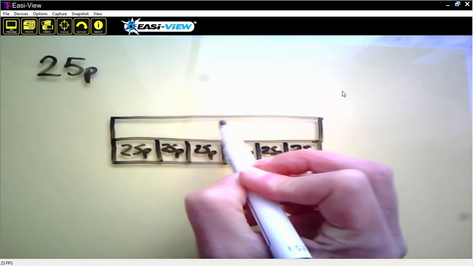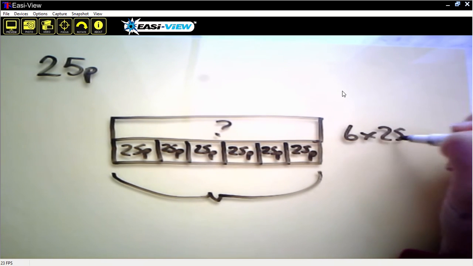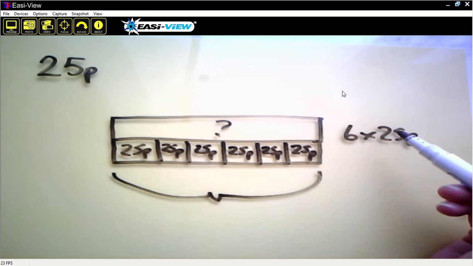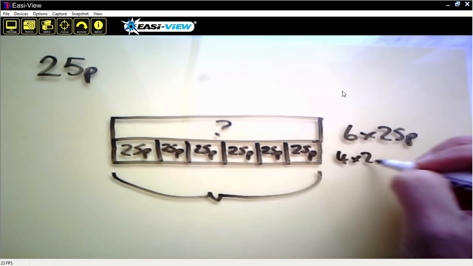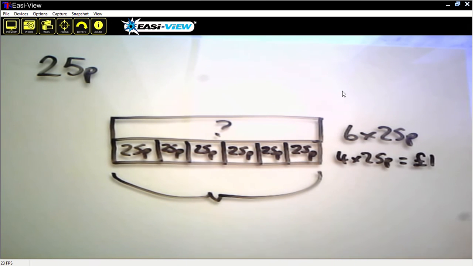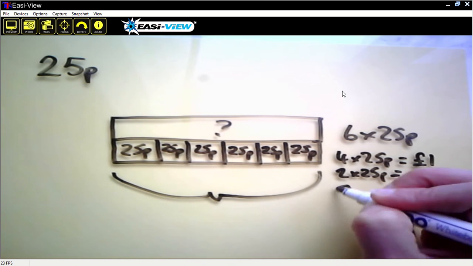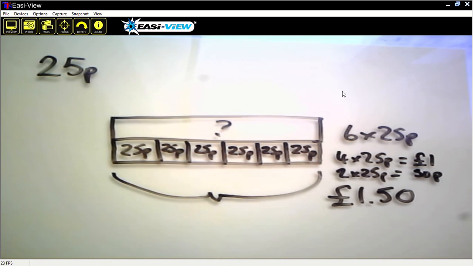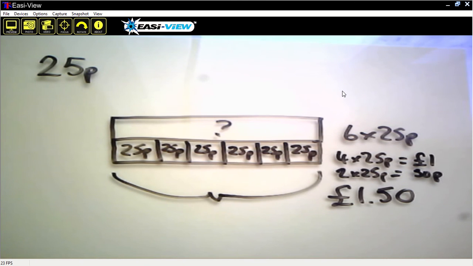Okay, so to work out your whole, you've got 6 lots of 25p, 6 times 25p. Now I know that 25 times 4 gives me 100. Okay, I know that 4 times 25p is going to give me £1. And then I know that I've got 2 25p's left, which is going to give me 50p. 2 times 25p gives me 50p. Add them together and 6 chocolate bars that cost 25p is going to cost me £1.50. So you've just got to substitute 25p for 35p. Okay, enjoy.